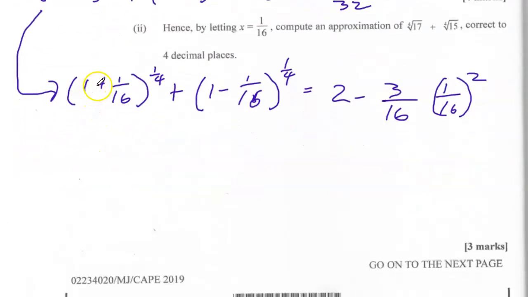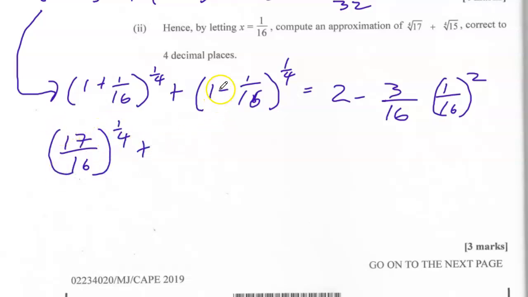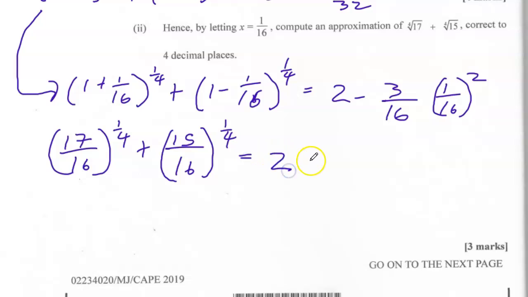Now this is 17 over 16, and of course the fourth root. This is 1 minus 1/16, that's 15 over 16, fourth root, equal to 2 minus... let's calculate what we have on the right hand side. Going into a calculator, the entire right hand side works out to be 1.99993.